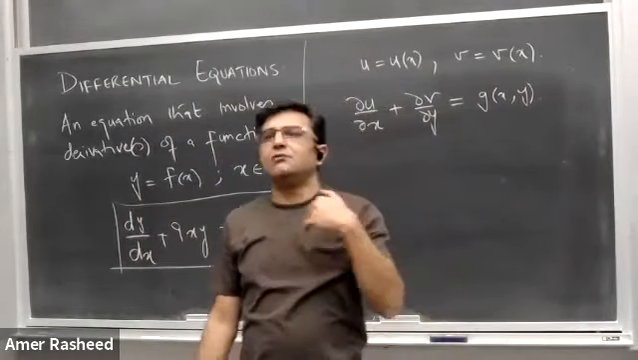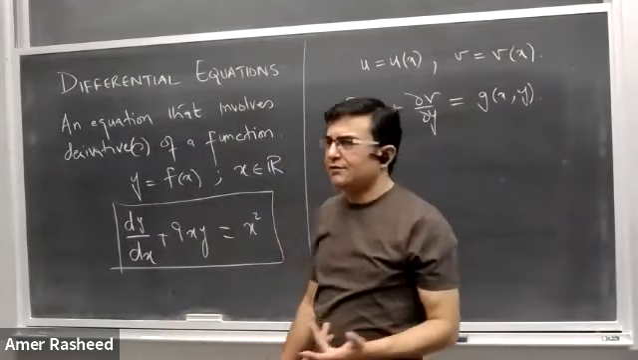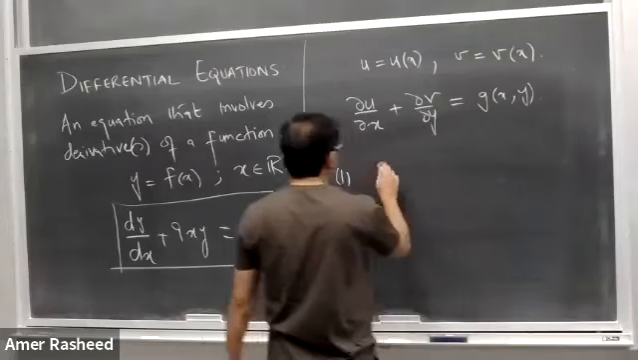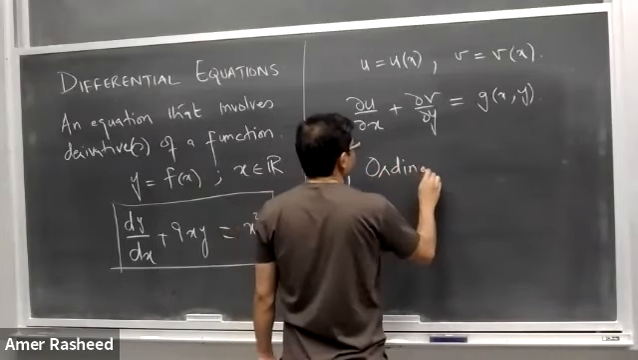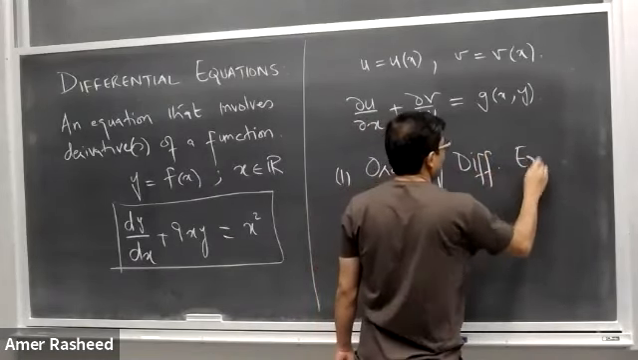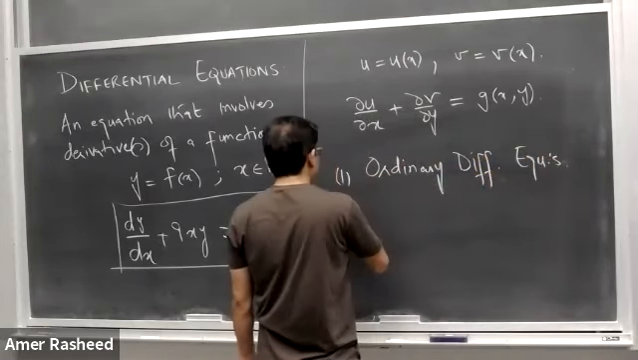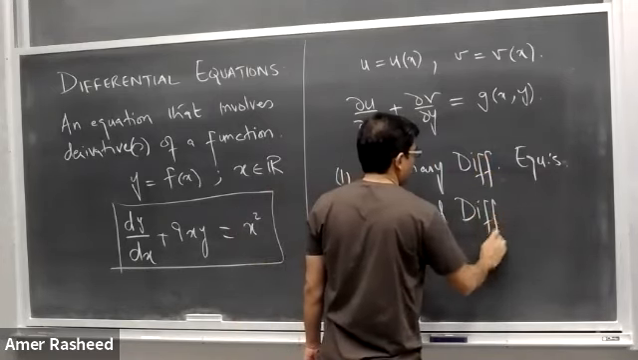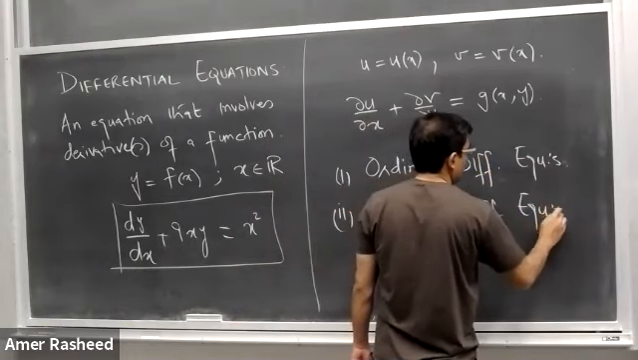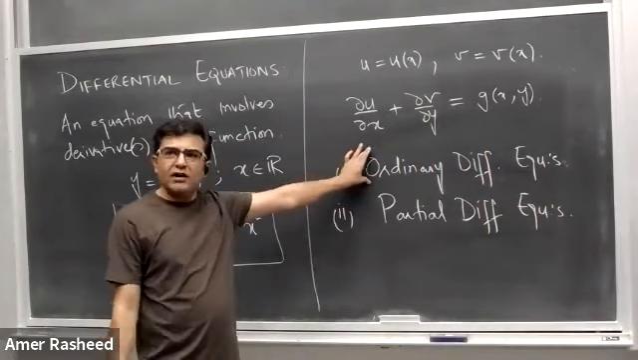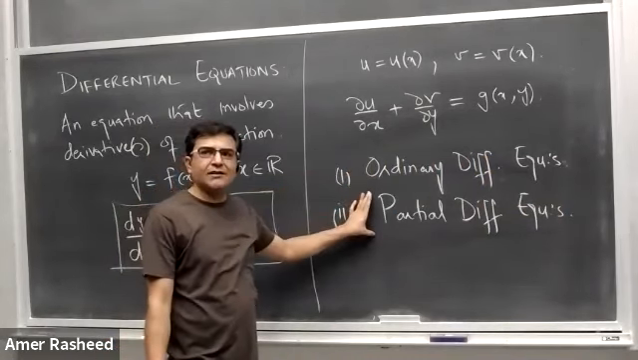So differential equations are of different kinds. There are ordinary differential equations and partial differential equations. There are two major categories: number one is ordinary differential equations, and the second is partial differential equations. In this course, we are going to discuss only ordinary differential equations. We are not going to discuss partial differential equations.